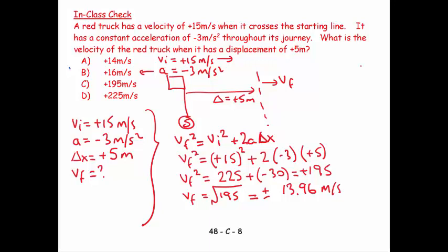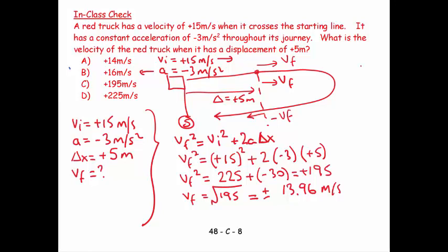So no negatives on here, but actually let me point something out to you. I am moving to the right and slowing down, and so my journey goes like that. So at this point, when I cross the displacement, I have a positive VF, and at this point I have a negative VF. And so in truth the answer should be plus or minus 13.96 meters per second. And both answers in this case are valid.